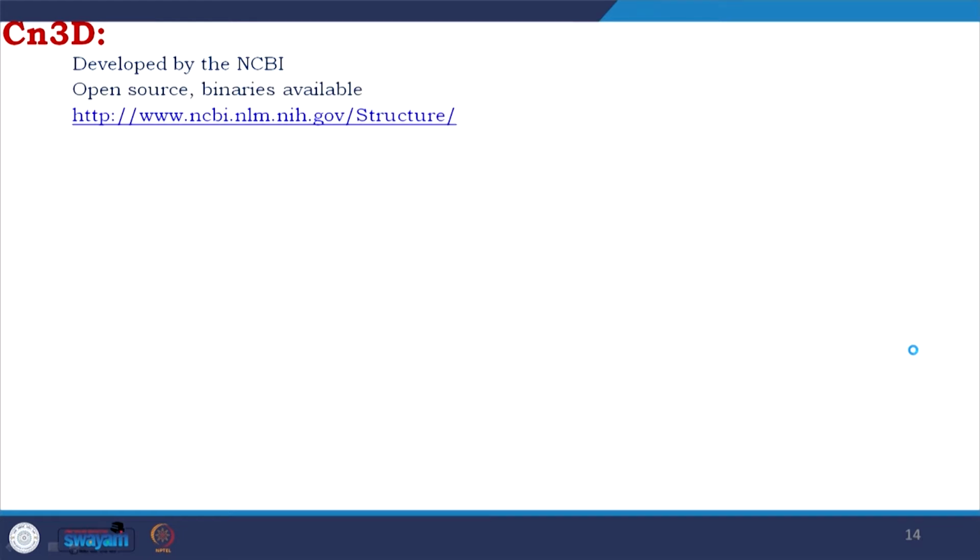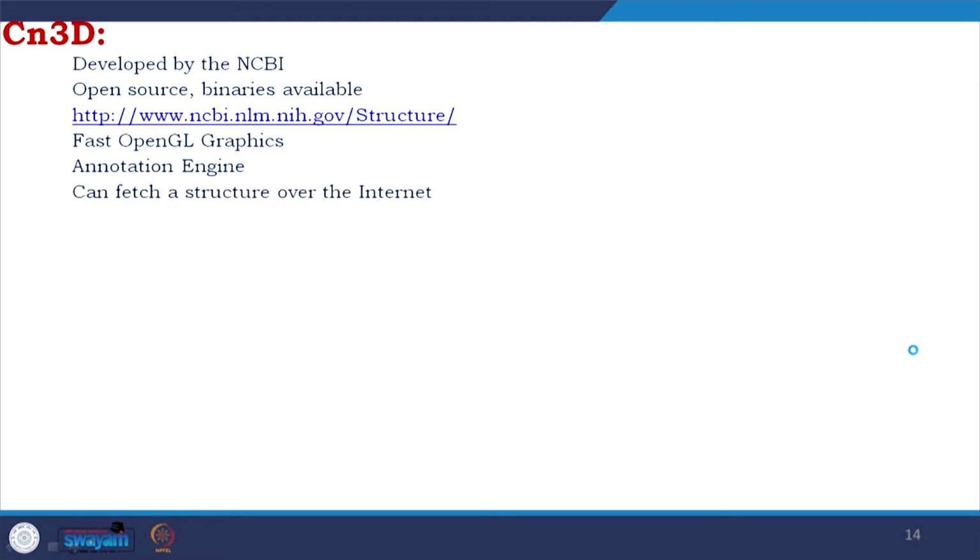Coming to Cn3D, it is developed by NCBI. Again, open source, the binaries are available, the link is provided here. First, OpenGL graphics, annotation engine is provided, can fetch a structure over the internet. This is the first of a kind, where now you will see this feature in most of the software. If you have internet, you could directly fetch the 3D structure by providing the PDB ID. I am sure that you guys now remember what is the PDB ID and what is a UniProt ID. The PDB ID is unique for a structure, the UniProt ID is unique for a protein.